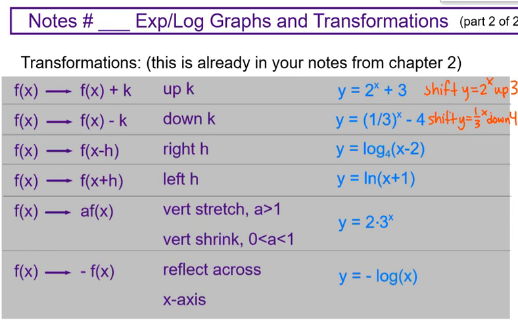If you wanted to graph y equals log base 4 of (x minus 2), you would think about what the graph of y equals log base 4 of x looks like and then shift it to the right 2. If you wanted to know what y equals natural log of (x plus 1) looks like, you would first think about the graph of y equals natural log of x, and then you would shift it to the left 1.